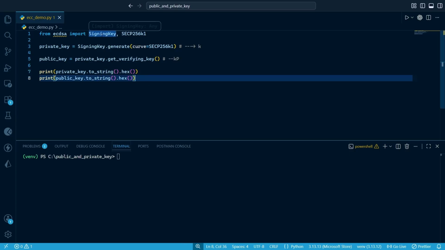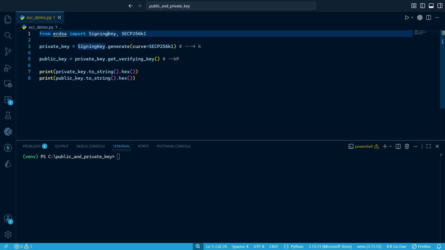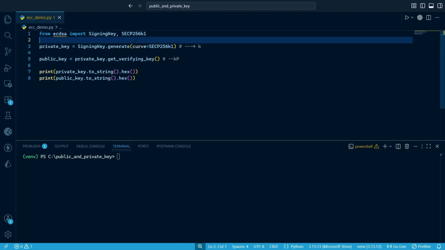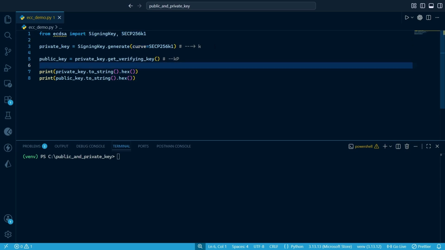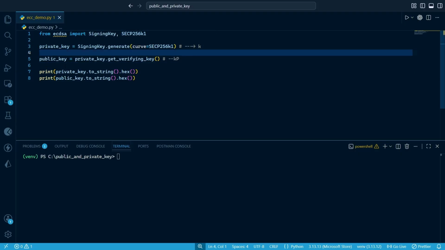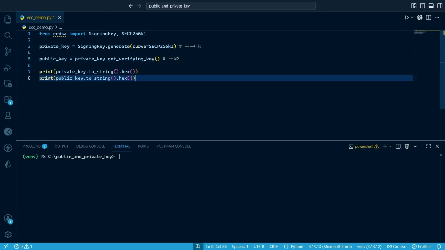So we are going to import some tools right here, that are SigningKey and then SECP256k1. The SigningKey is used to create a private key first of all, and this SECP256k1 is the exact elliptic curve that we just saw in this video. So first of all, we generate the private key using the signing key and the curve. This is the exact elliptic curve that I talked about in this video, and then we derive the public key using the private key, and at the end we print the values of the private key and public key. Okay, so now let's run this code.